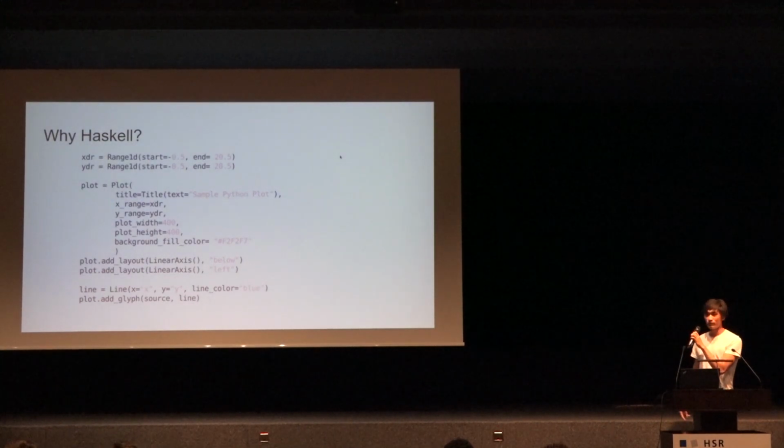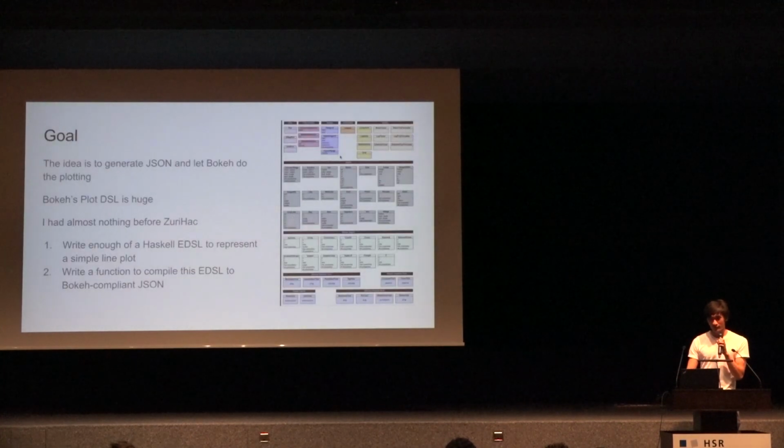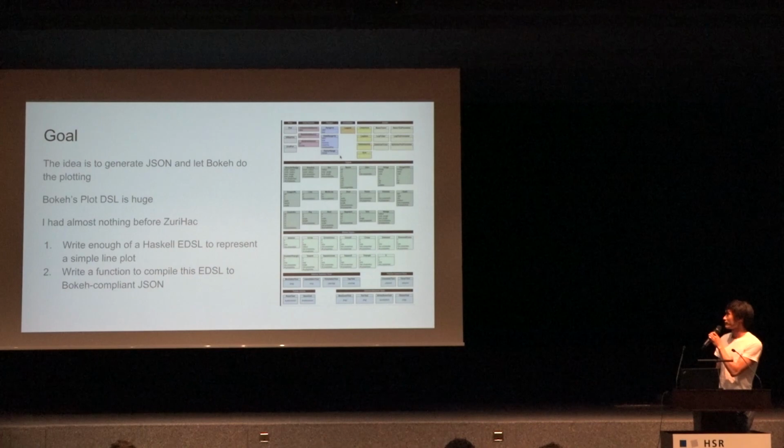So we can really take advantage of Bokeh's typing in its DSL by writing stuff in Haskell. That way, we don't have to do the type checking at runtime. We can do the type checking at compile time. So my goal for Zuri Hack was to make a way to generate the JSON type safely and let Bokeh do the plotting. Bokeh's plot DSL is massive.